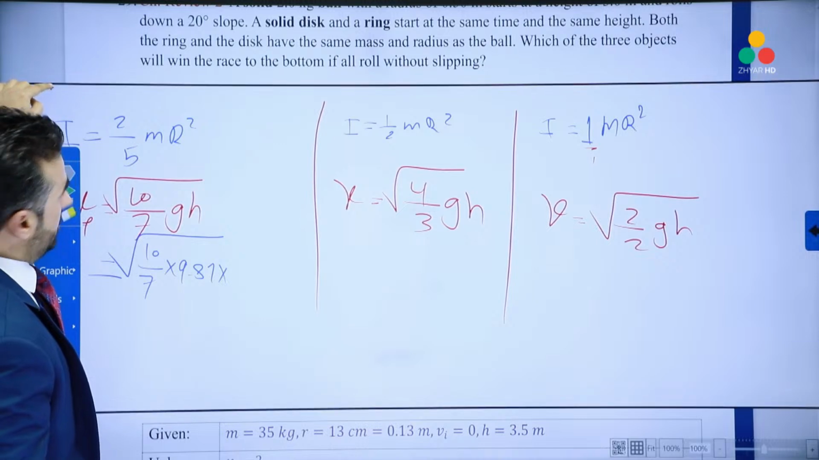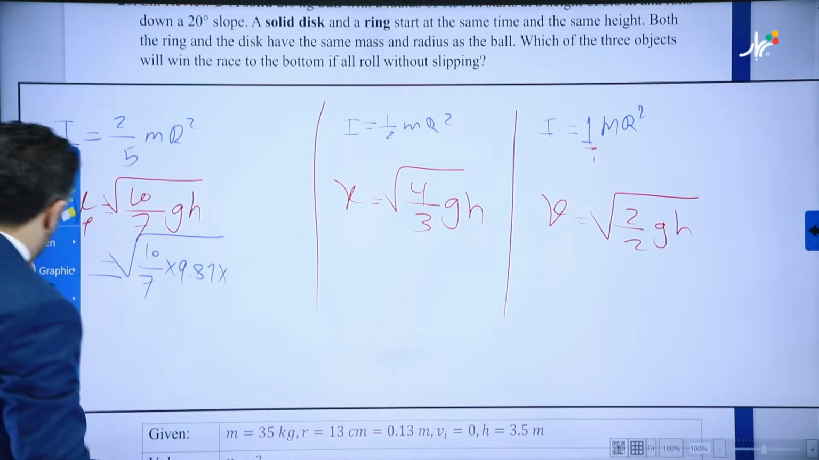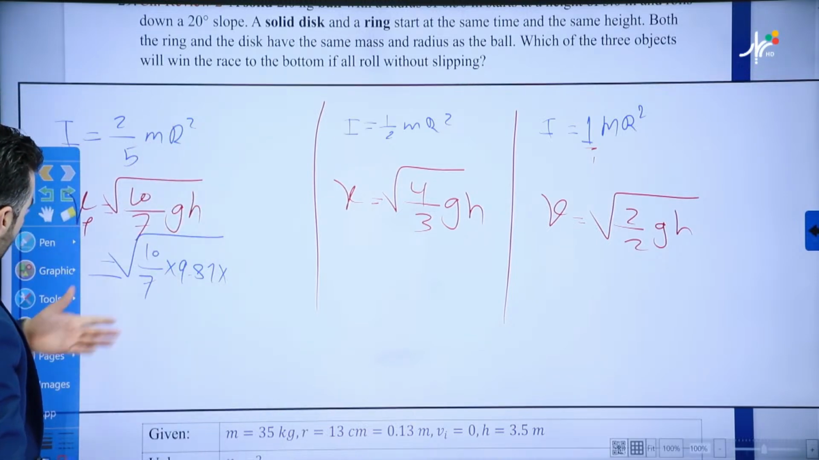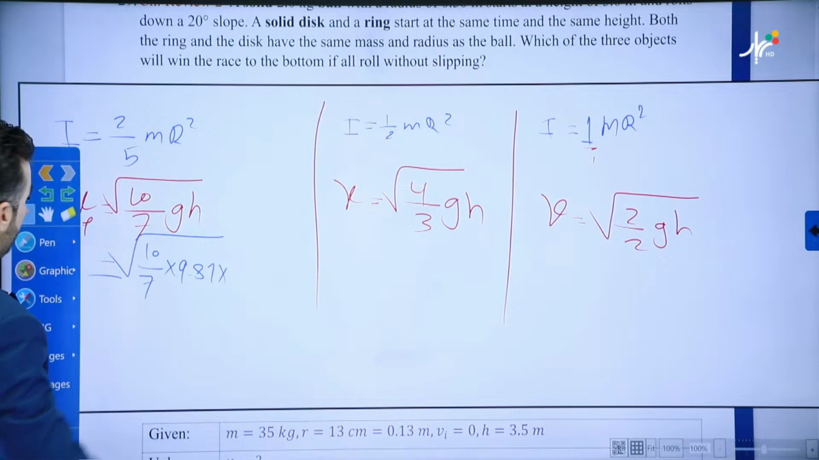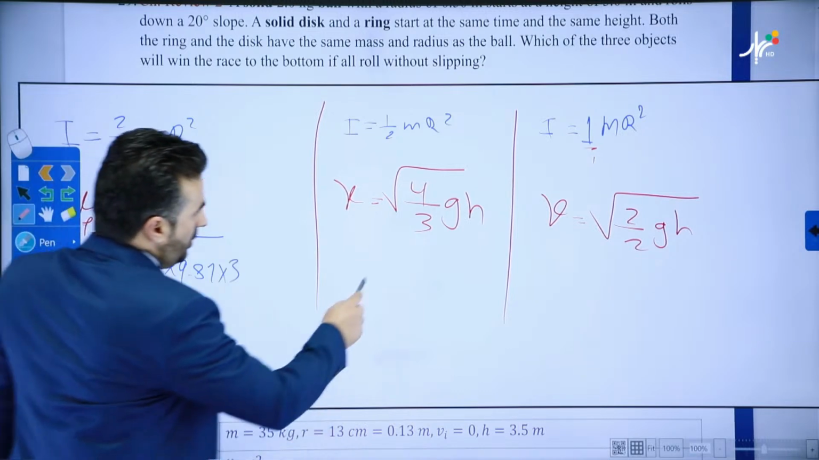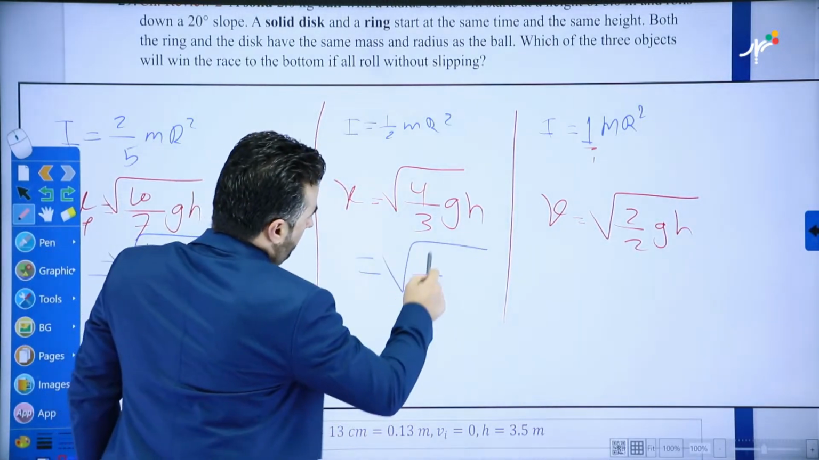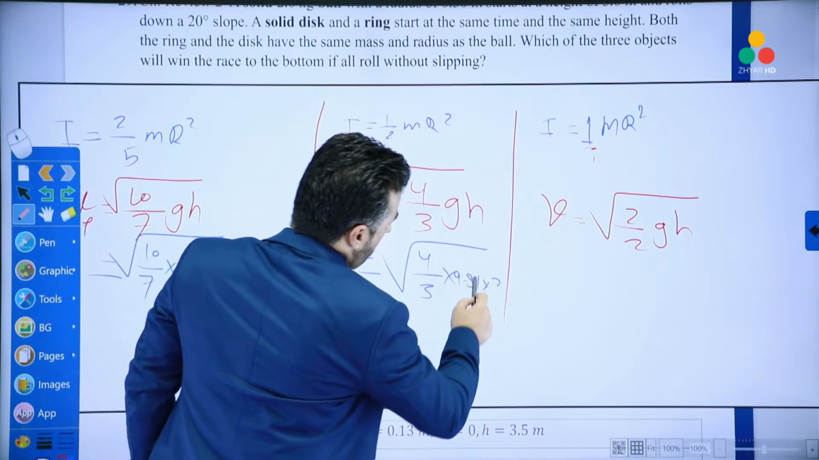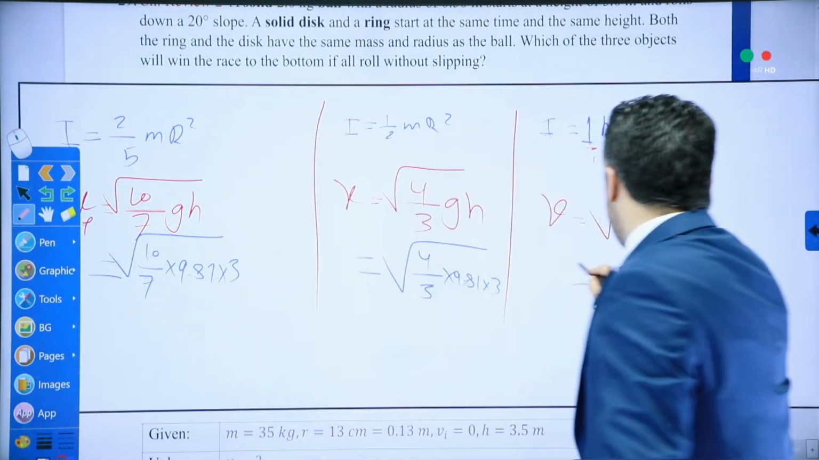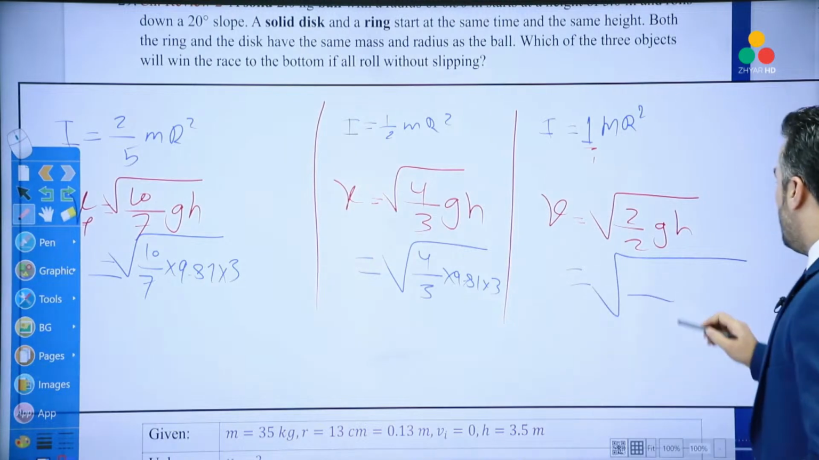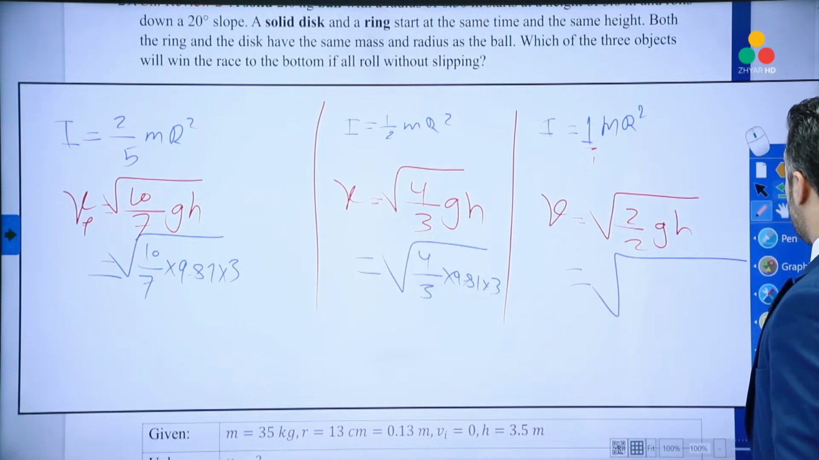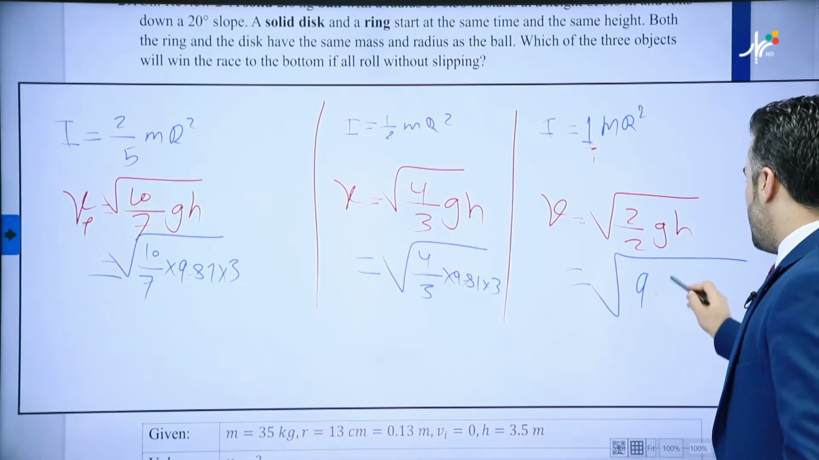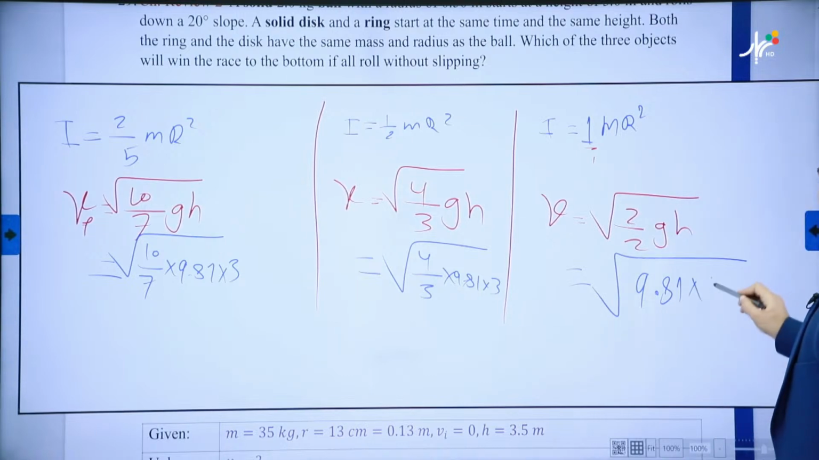So let's get back to this. I cannot scroll down, but I could have done this. All right, so the height is 3 meters. Once again, here you'll do the same thing: 4 over 3 times 9.81 times 3. And then once again here, the square root of, let's ignore the 2 over 2, 9.81 multiplied by 3.